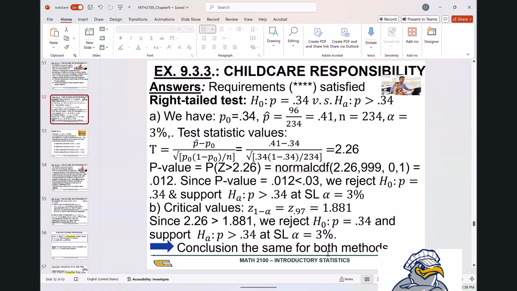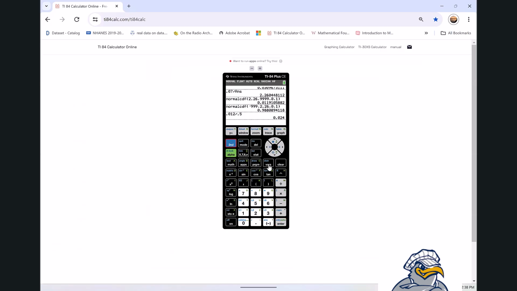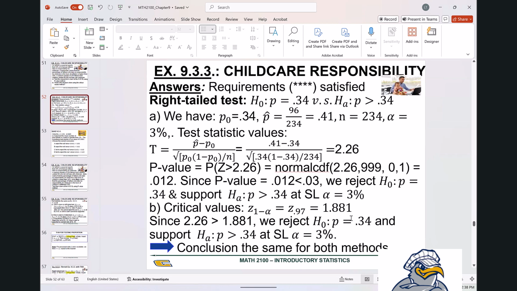So let's do it together. Inverse norm here, 0.97. It gives 1.88, right? You keep 3 decimals. So given that, you can see that your test statistic here is bigger than the cutoff, which means you reject the H naught. So here, again, you see the conclusion is the same for both methods. It doesn't matter whether p-value or critical value, the conclusion will be consistent.